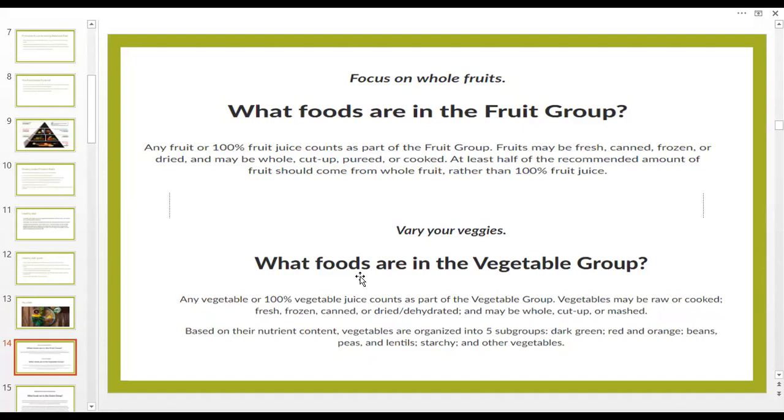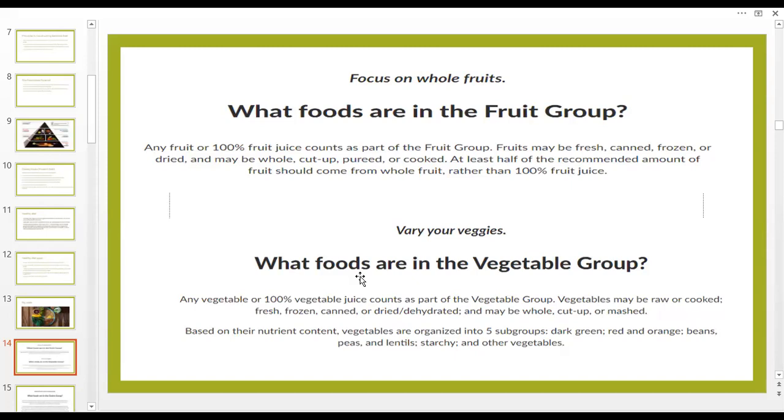Now, what foods are in the vegetable group? Any vegetable or 100% vegetable juice counts as part of the vegetable group. Vegetables may be raw or cooked, frozen, canned, dried, and may be whole, cut up, or mashed.